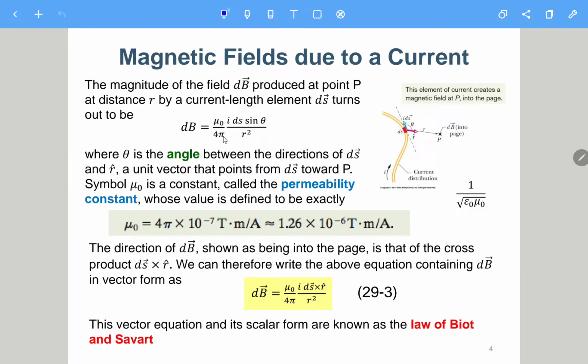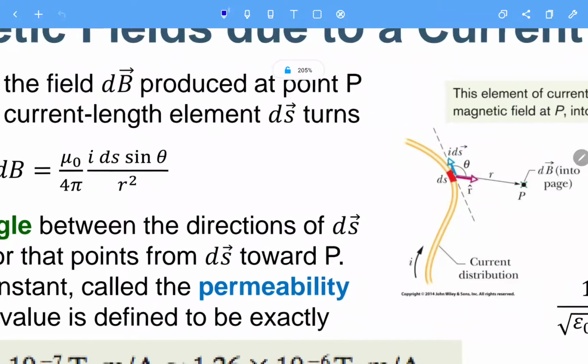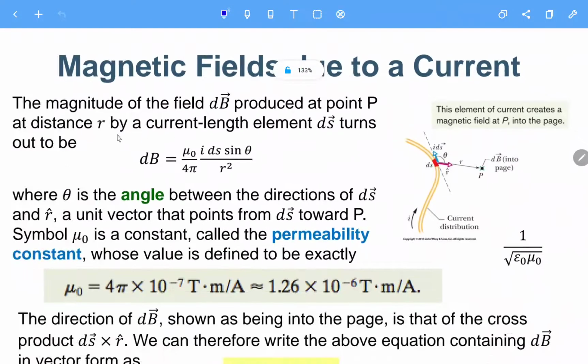Okay, so here is the law we want to talk about. Let's consider this figure. It says the magnitude of the field dB, which means a small magnetic field, or the small B field generated by a small segment of current, is produced at the point P at distance r by a current length element ds, and turns out to be this expression.